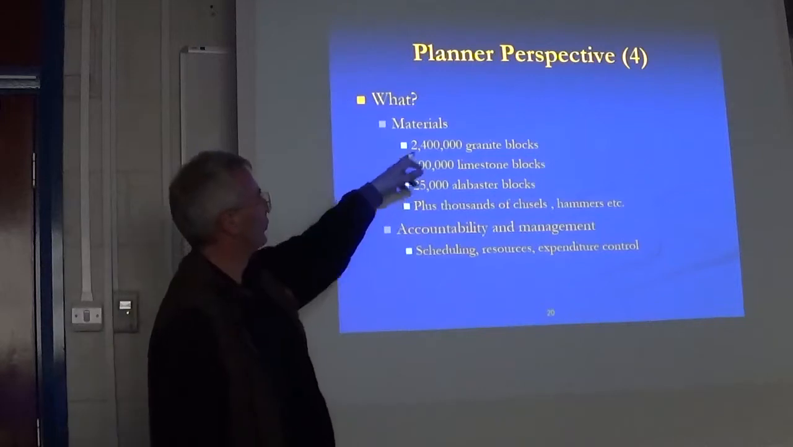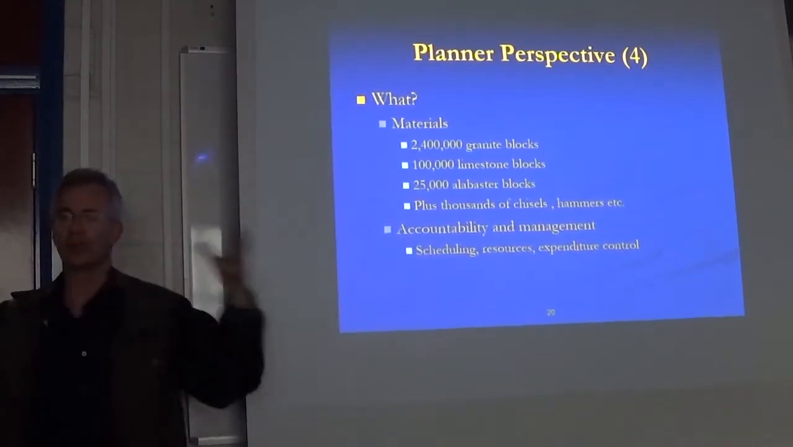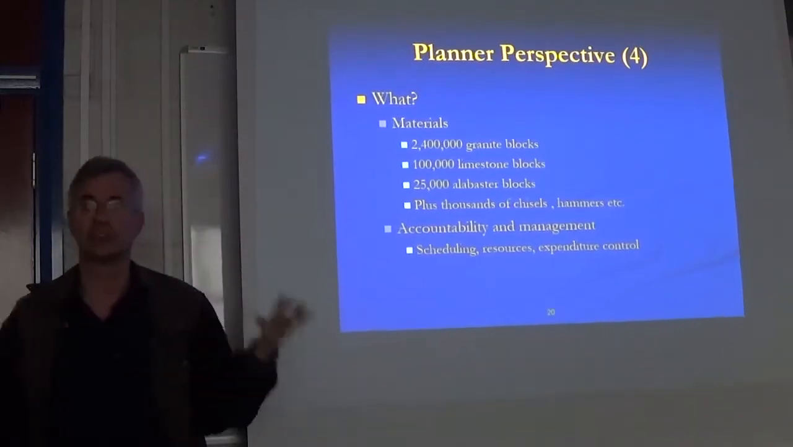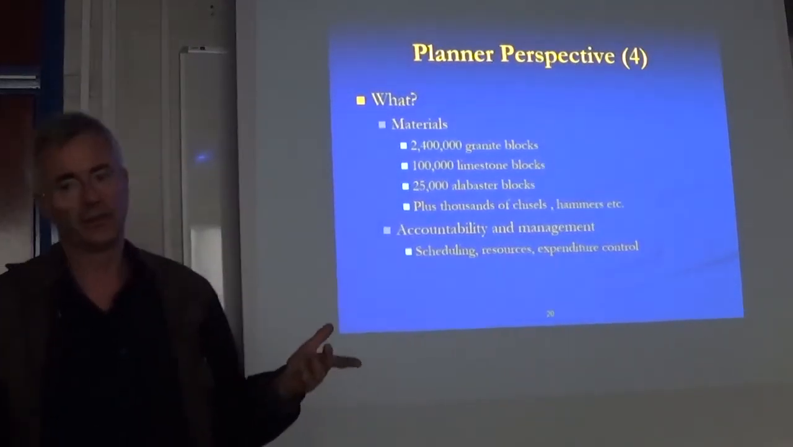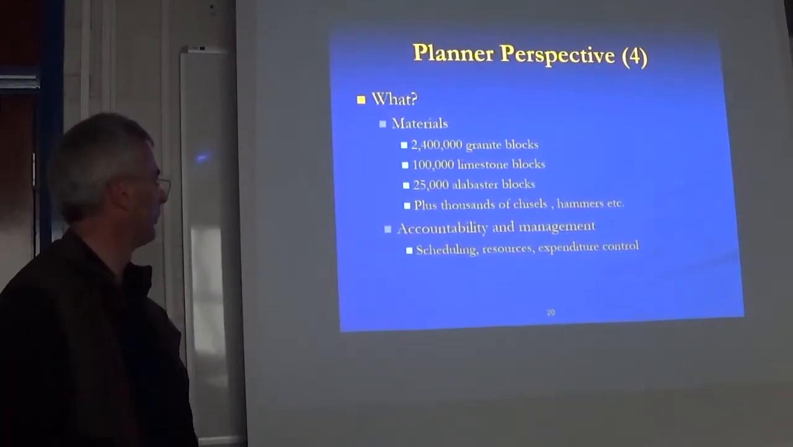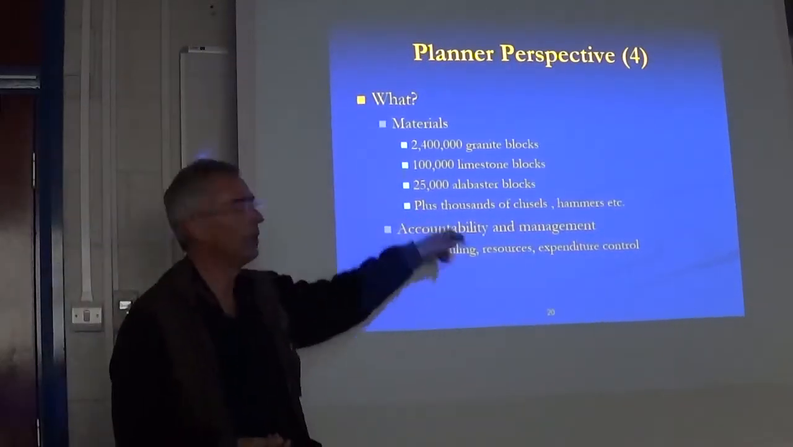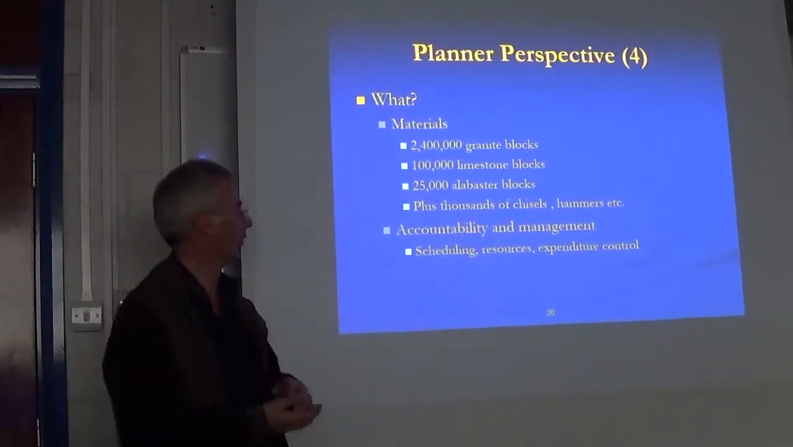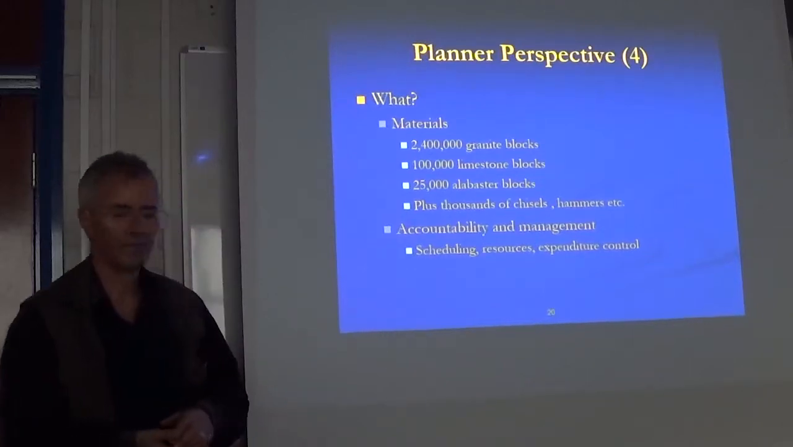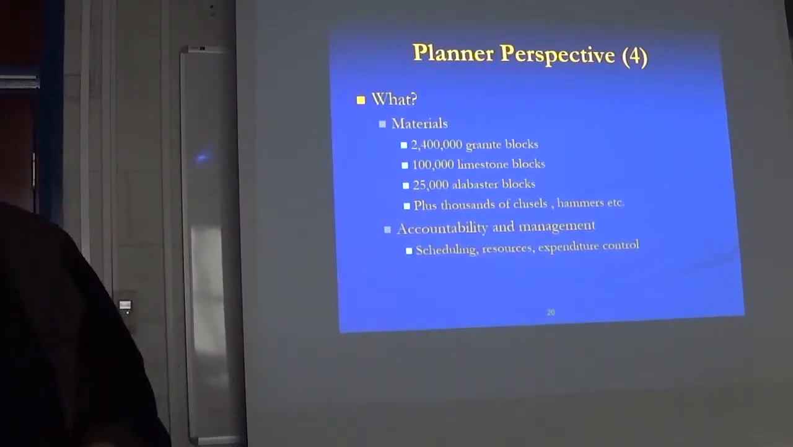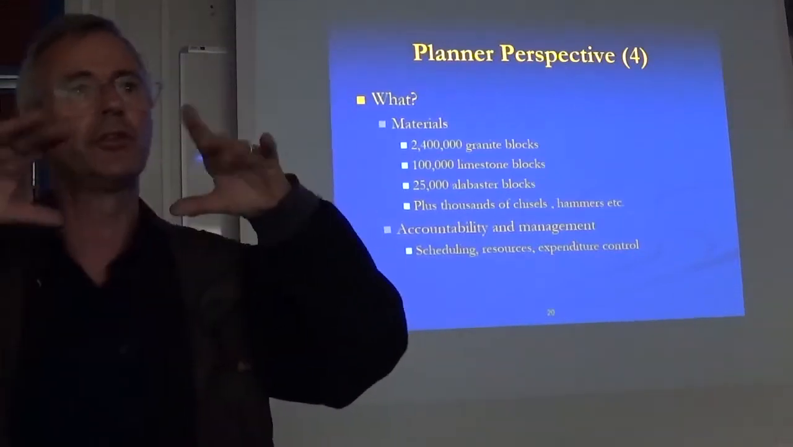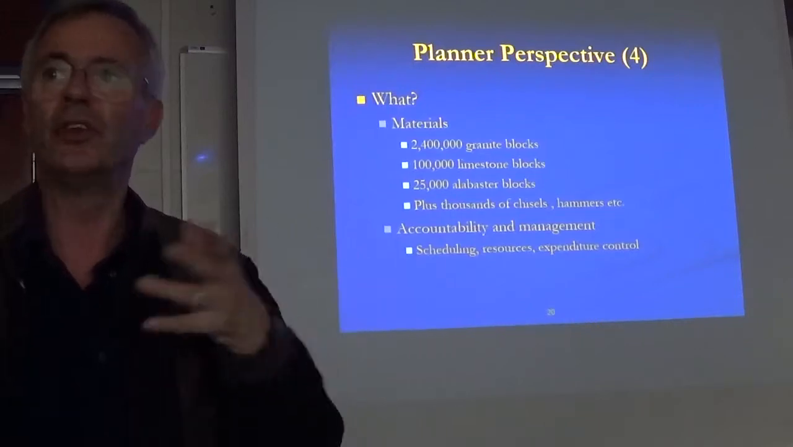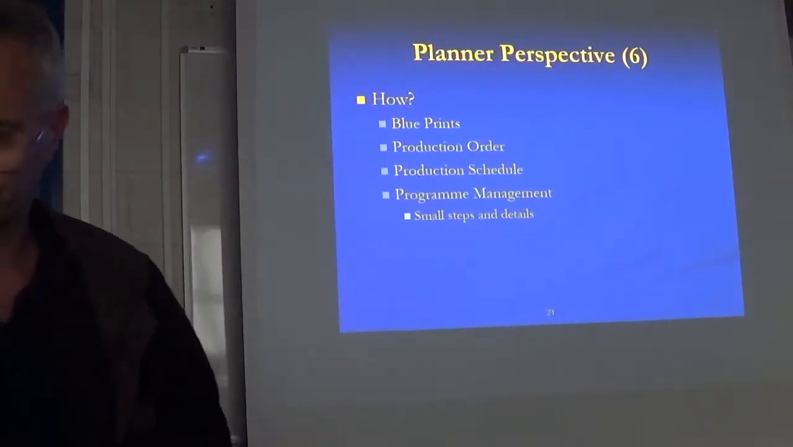But not only did they have 2.5 million granite blocks on the inside, they also had the facing stones, the limestone on the outside, 100,000. Another 25,000 alabaster ones to make it really smart looking, and unknown numbers of tools. So that's the what. Stunning amount of problems, but are you beginning to see how those questions are helping you to find what the problem is? What needs to be fixed, what needs to be sorted?